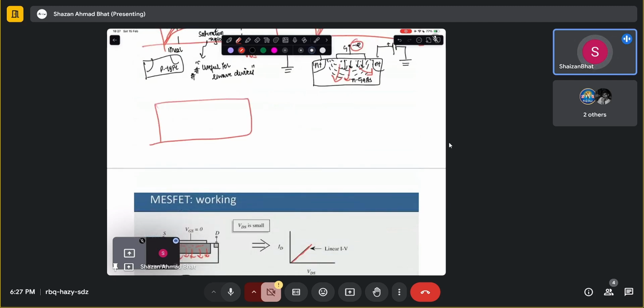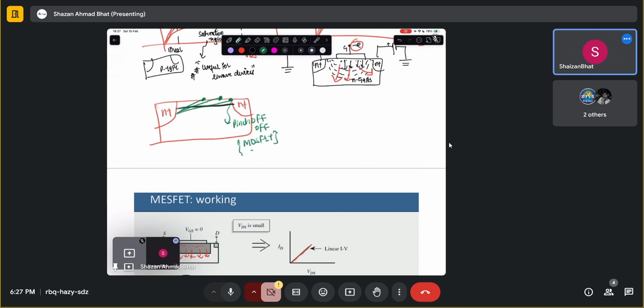So in MOSFETs you have a pinch off concept, something like if you have this channel of electrons, then as you increase the drain to source bias, the channel looks something like this. Then you have these particular regions which are called pinch off regions. This is the pinch off region in what we call MOSFETs.